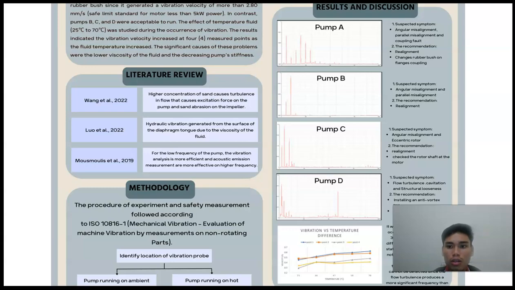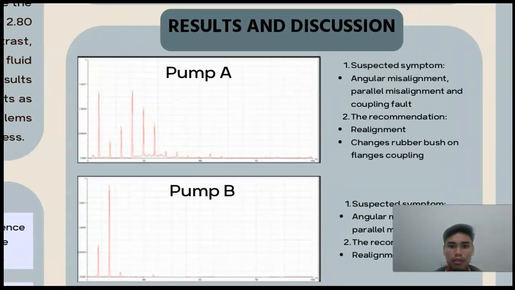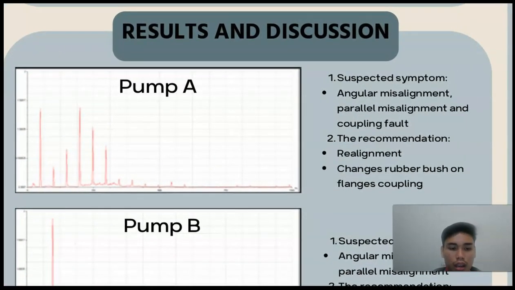Next, we go to the result and discussion part. As we can see, on the left side is the vibration spectrum of the pump A. From the vibration spectrum, the suspected symptoms are angular misalignment, parallel misalignment, and coupling fault.